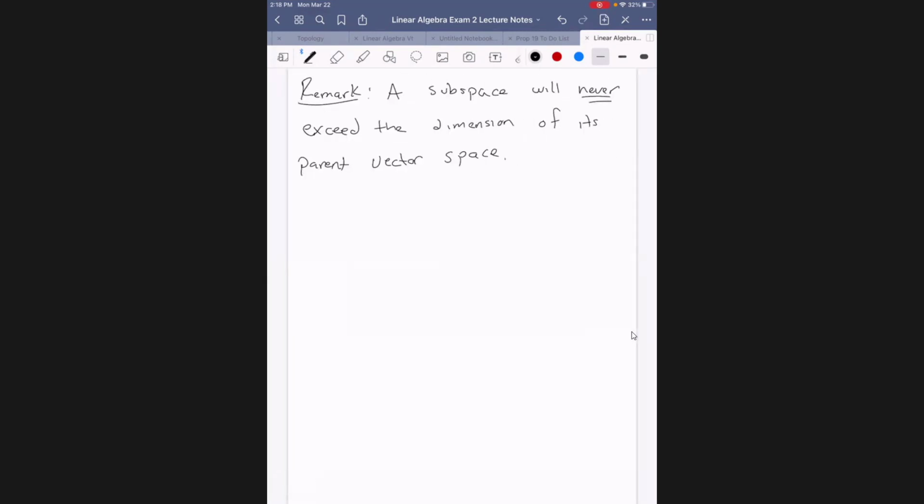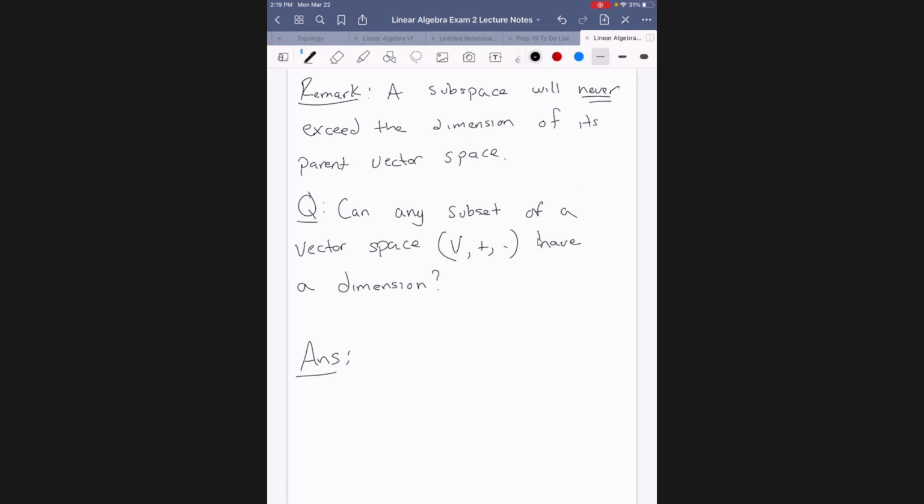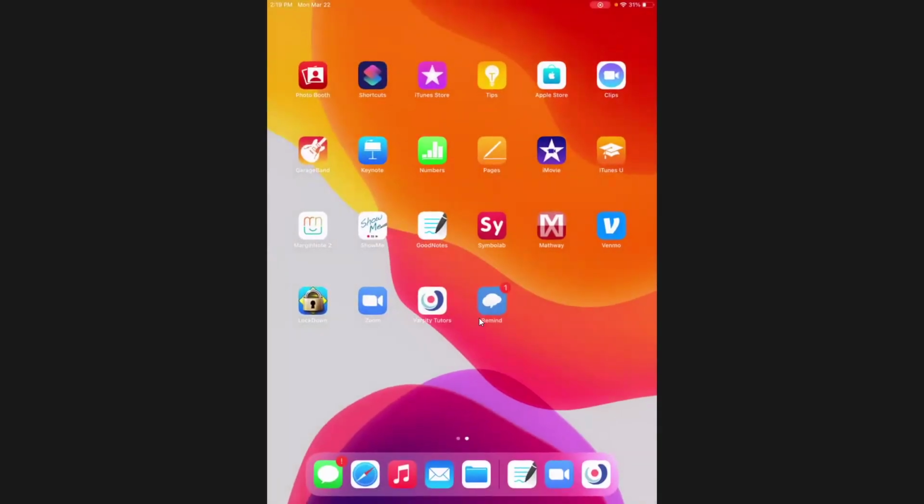Okay, so let's ask this question now. Question: can any subset of a vector space, let's say V with plus and times, have a dimension? If I take any subset of a vector space, can that thing have a dimension? What do you guys think?